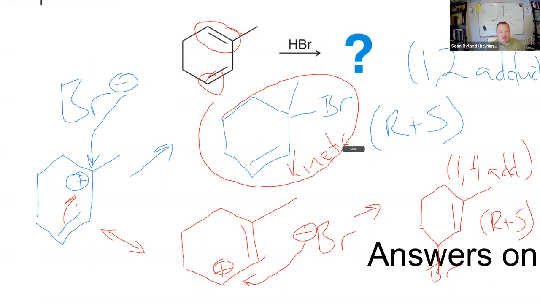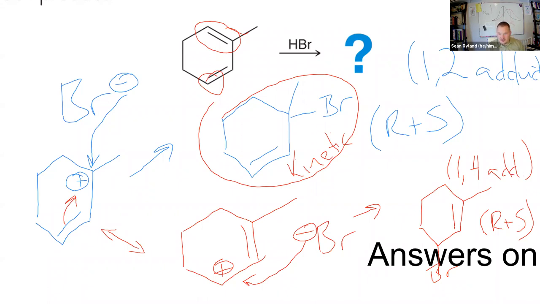And it's thought to be just because when you donate that first hydrogen to break the pi bond, your bromine is already right there. So it could happen in two steps, but it's really close to happening in one step, doing that addition to both sides of the carbon at the same time. So the kinetic product is the 1,2 adduct.